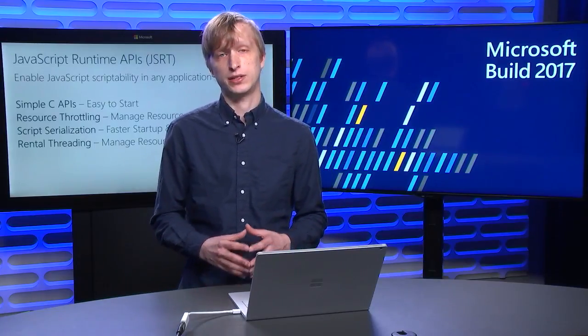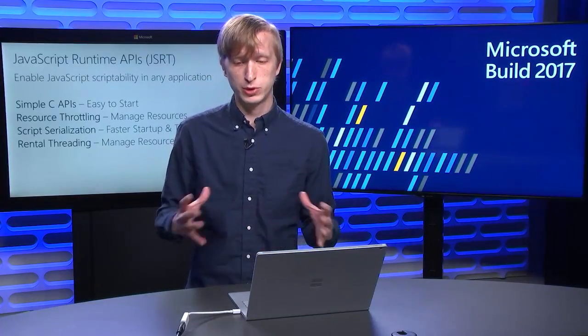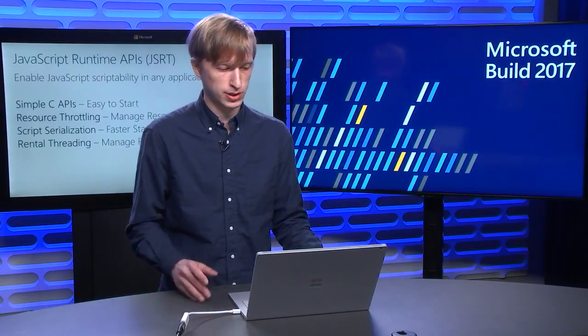So JSRT APIs are these really simple C APIs, and they're actually really easy to get started with because they are actually really simple. And they also have, for the most part, an analog in JavaScript. So if you're more familiar with JavaScript than you are other programming languages, this should still be useful to you. It should be pretty clear what most of these functions are doing.